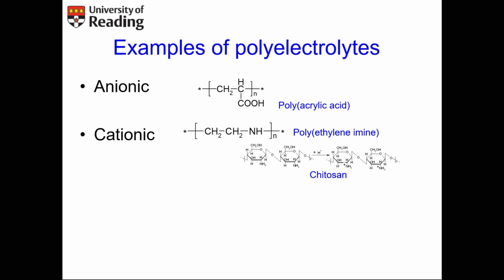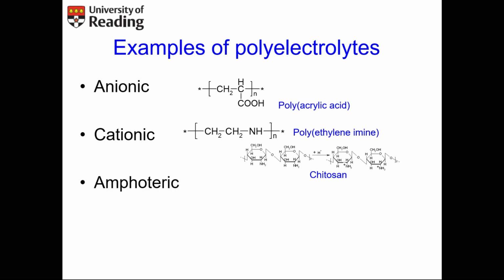Chitosan is a polysaccharide of cationic nature. It has amino groups, NH2. These amino groups could be protonated according to this scheme, and this gives the chitosan macromolecules charged groups, which are NH3 plus groups.